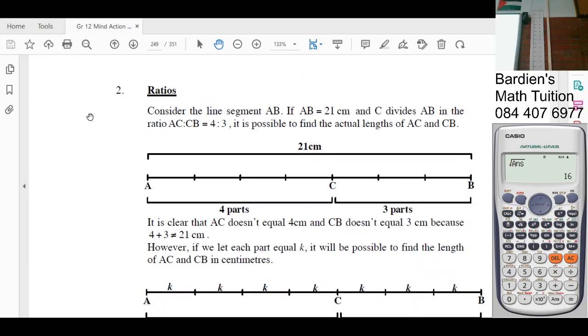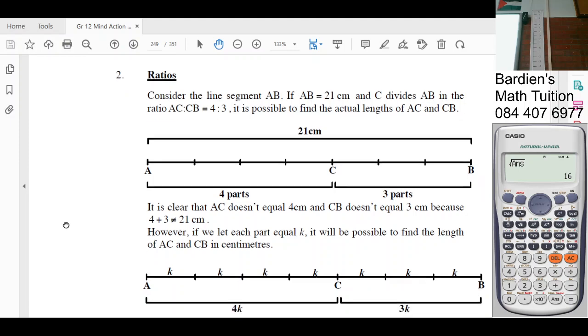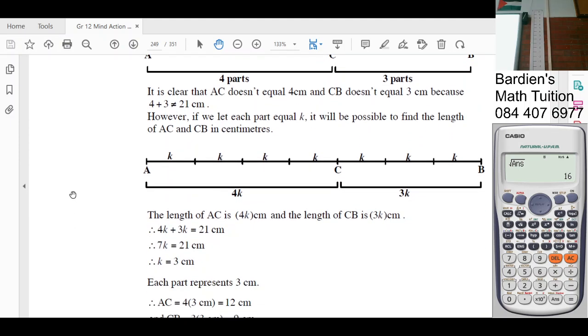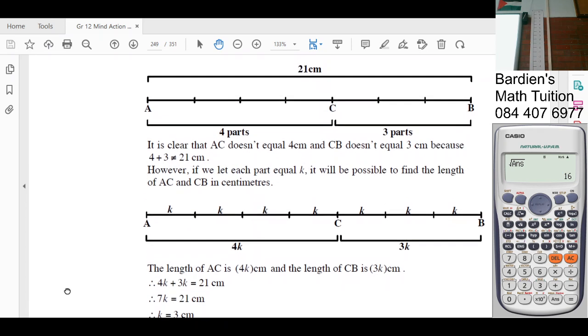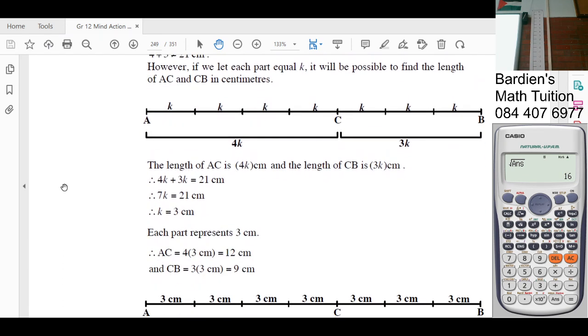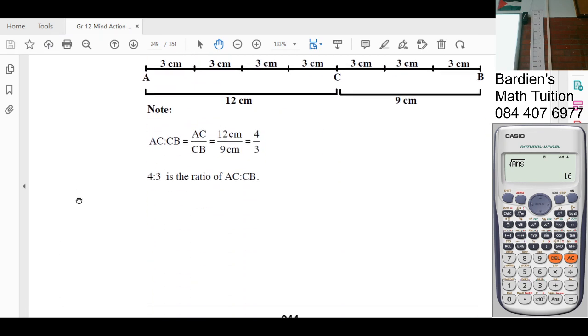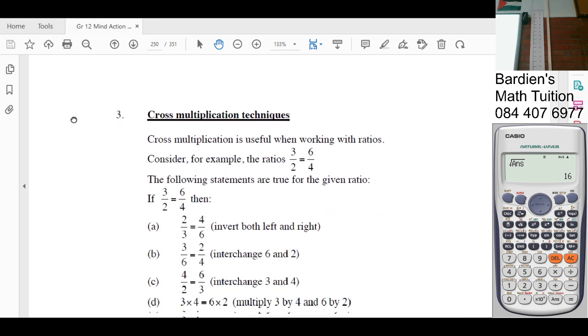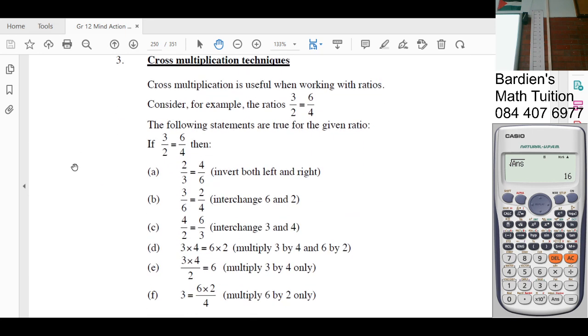It will be somewhere. Okay, ratios. We've done a lot of ratio and proportion in grade 8 and 9, and the ratio and proportion we've done in grade 8 and 9 still applies. You can read through that if you have time. Cross multiplication techniques. Cross multiplication is useful when working with ratios.